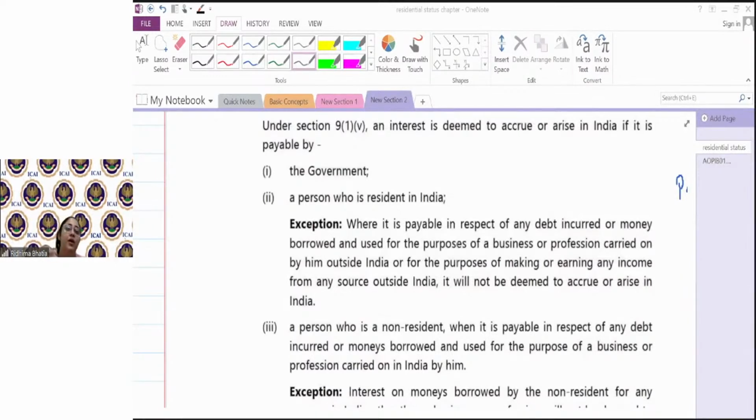Simple है ना, Indian income का माना जाएगा interest जब उसका लोन इंडिया के पर्पस के लिए यूज हुआ है, as simple as that. अगर लोन आउटसाइड इंडिया इनकम जनरेट करने के लिए यूज हुआ है तो वो नहीं माना जाएगा, simple.